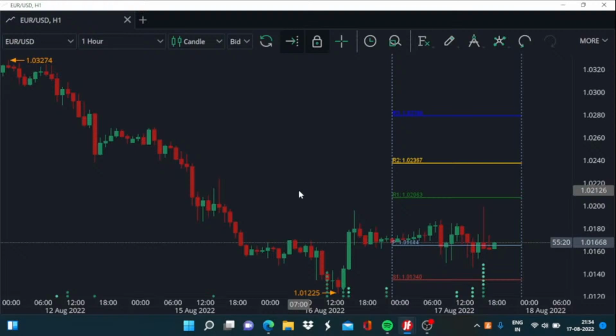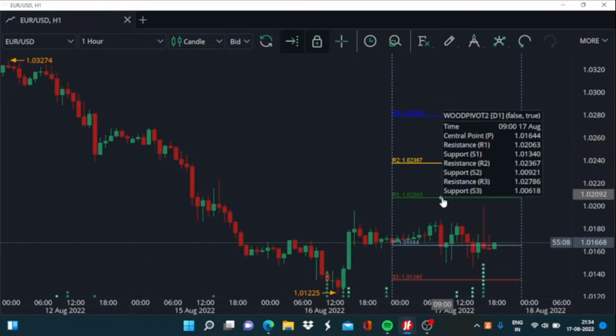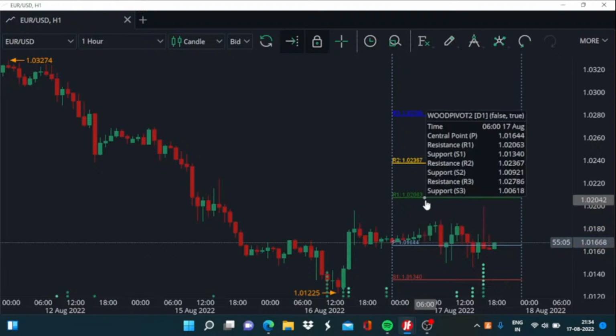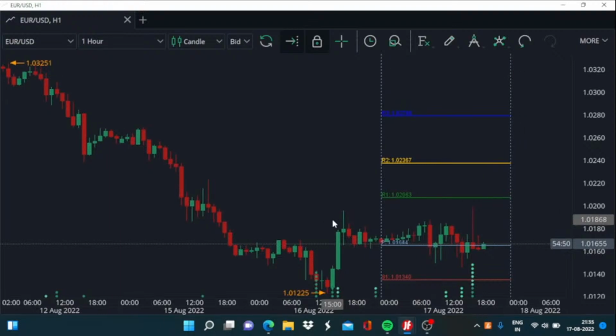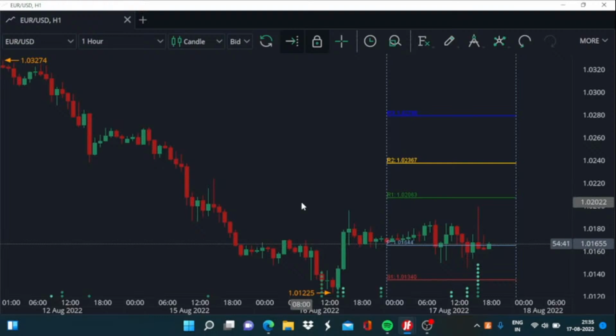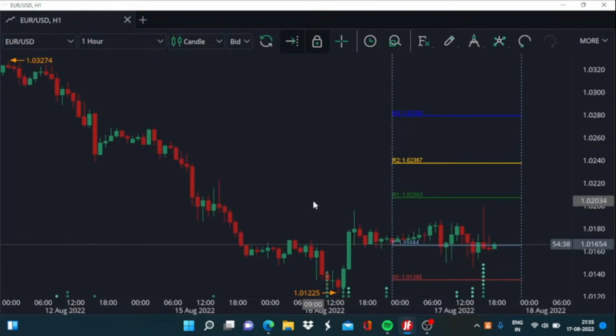So the formula for all the three resistance and support levels is slightly different, and these are mostly symmetrical. So whatever is the central point, we get these resistance and support levels drawn from almost equal distance. Compared to this resistance, we will have the support level at a similar distance from this central point, but not always. Sometimes it can vary depending on the formula used or the difference between the high and low. So that is the logical formulation of the Woodie pivot point.